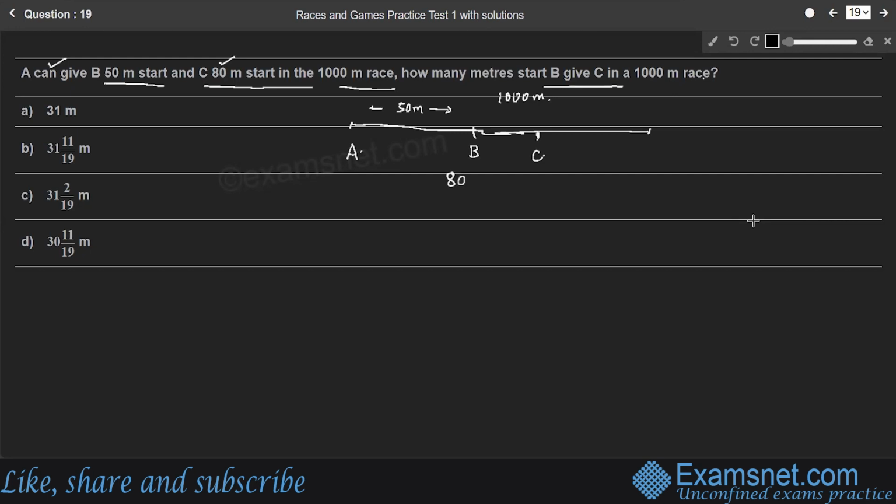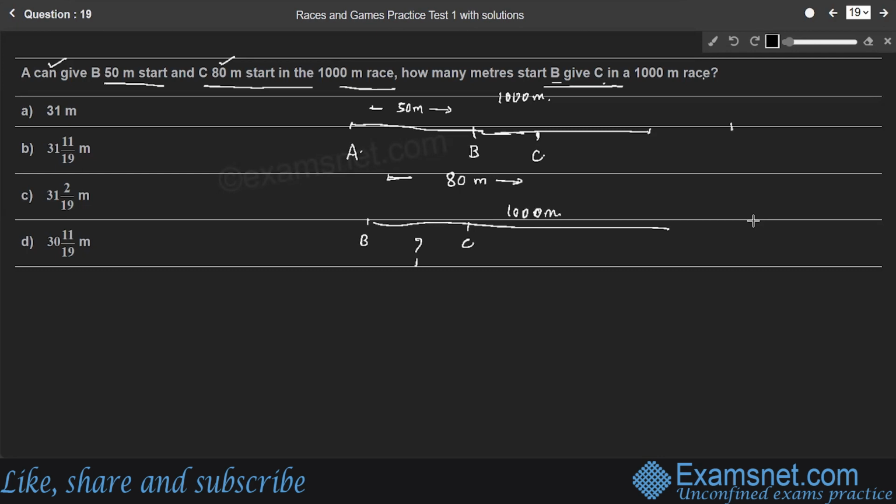So C is 80 meters ahead of A, right? So how many meters start does B give C in a 1000-meter race? Here, in a totally 1000-meter race, when B is at the starting point, how many meters start can B give to C? So the B to C distance we need to find, right?